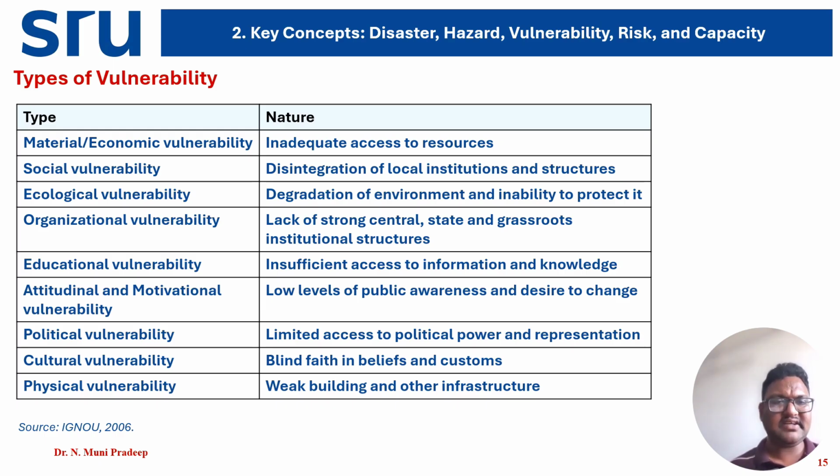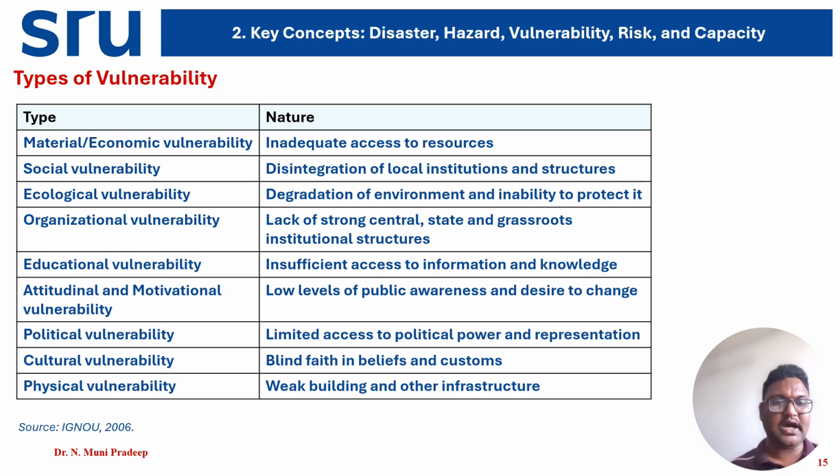The third category is ecological vulnerability. The degradation of the environment increases the vulnerability. The main thing is deforestation. Deforestation removes a natural buffer against landslides and floods. Destruction of mangroves removes coastal protection against cyclones and tsunamis. So a community living in an ecologically degraded environment is far more exposed to hazards. So that is the third one, ecological vulnerability.